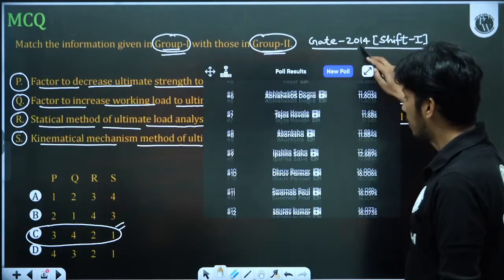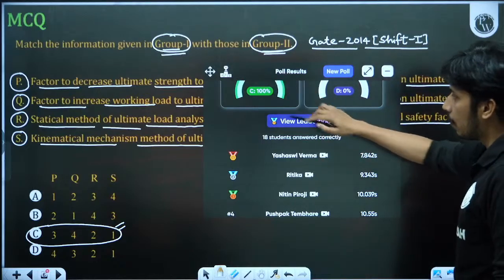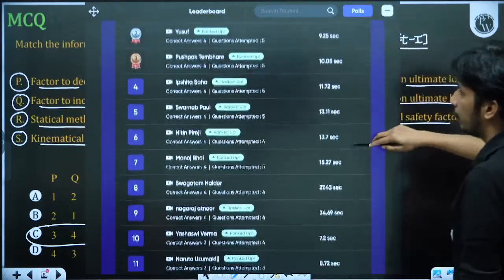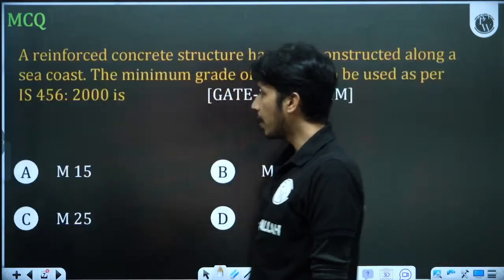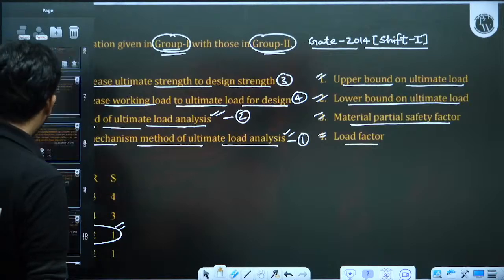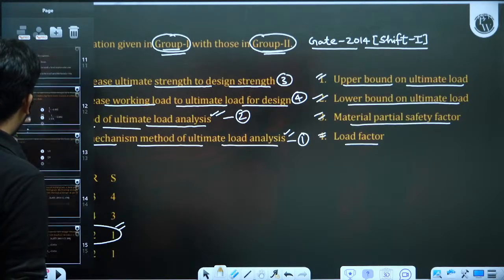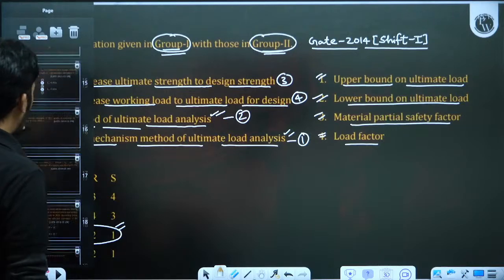Okay, so these students have given the answer: Yashashvi, Ritika, Nitin. And the overall leaderboard is this: Ritika, Yusuf, Pushpak, and overall I think 30 students have given answers. I was forecasting the things and that was correct. Okay, one more question I will see, that is also theoretical. Then we will move towards those questions which are direct answer based.